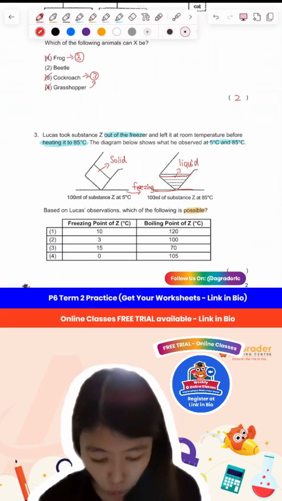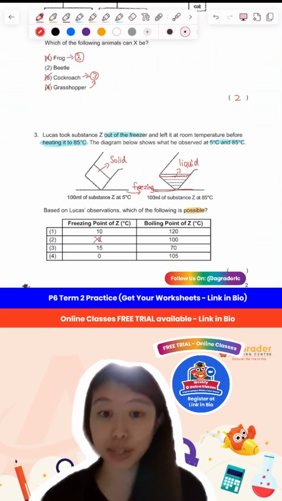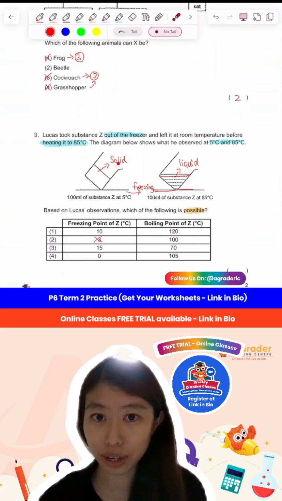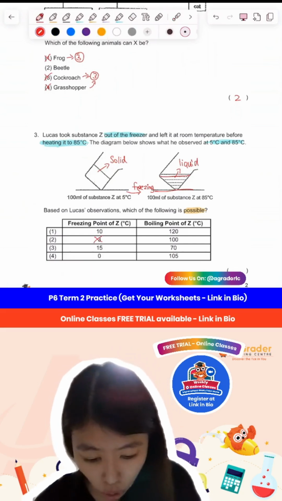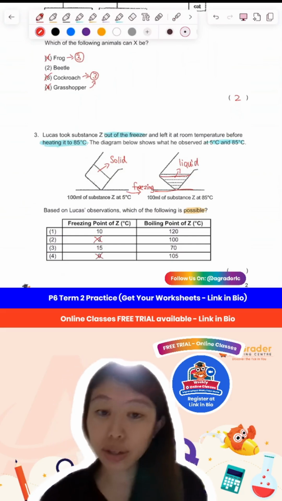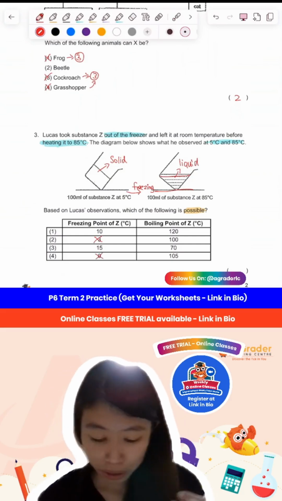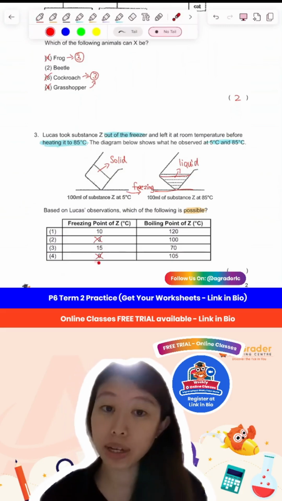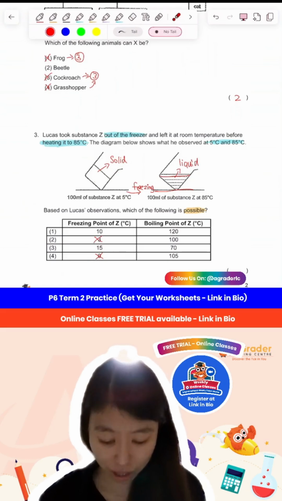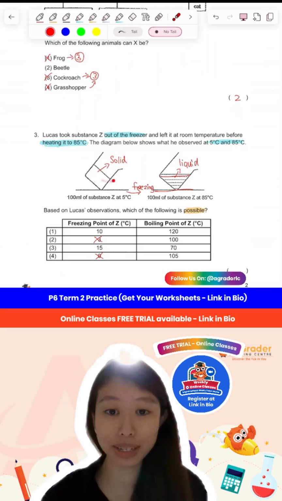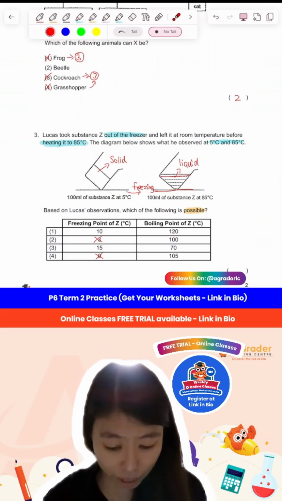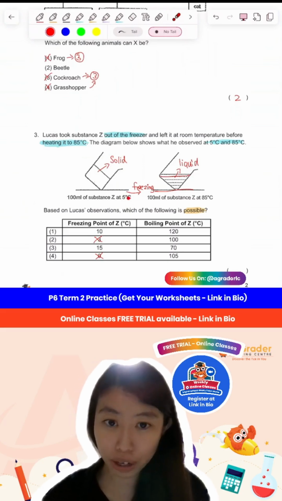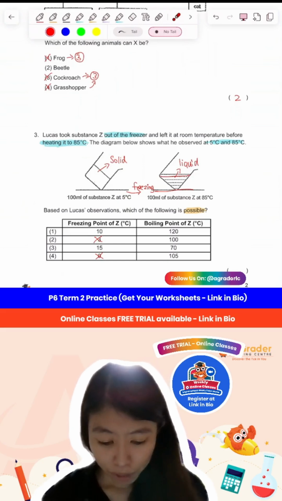So it cannot be 3, because if it's 3, it shouldn't be at a solid state at 5 degrees Celsius. It cannot be 0 as well. If the freezing point is 0, it's supposed to be liquid state here. Freezing point is 3, it's supposed to be liquid state here. You must understand. So maybe 4 degrees. Take note, everybody over here.